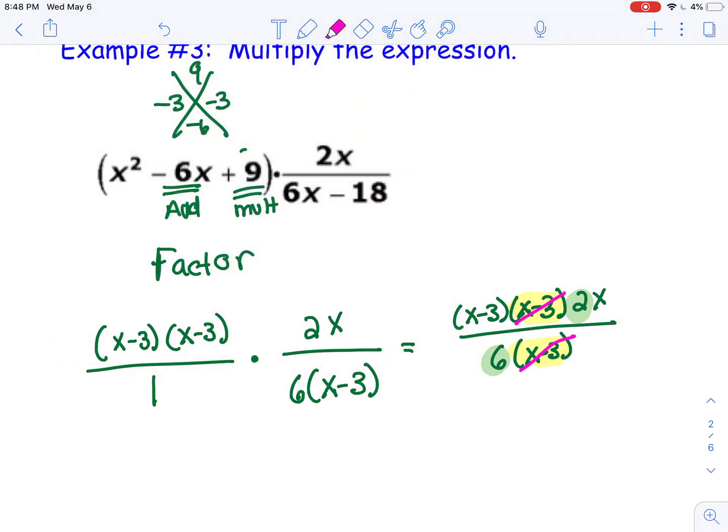I can simplify that. My 2 will cancel and leave me with 3 left over. So my final answer is going to be (x minus 3) times x all over 3. And I can just leave it in factored form like that. I don't need to multiply through.